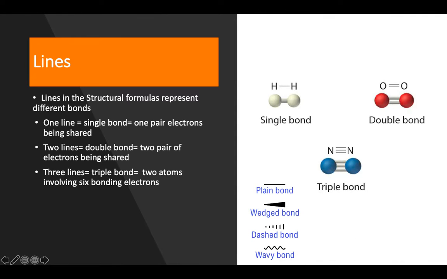So next is the lines. Lines in the structural formula represent different bonds. So one line equals a single bond, which means one pair of electrons is being shared, which you see here between the two hydrogens. Next one is showing two lines, which is considered a double bond, which is two pairs of electrons being shared, which is between the two oxygens with the double lines. Lastly is three lines, which equals a triple bond, which shows two atoms involving 6 bonding electrons, which is shown by the three lines between the two nitrogens.